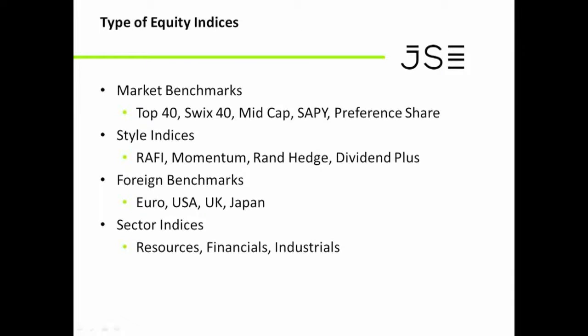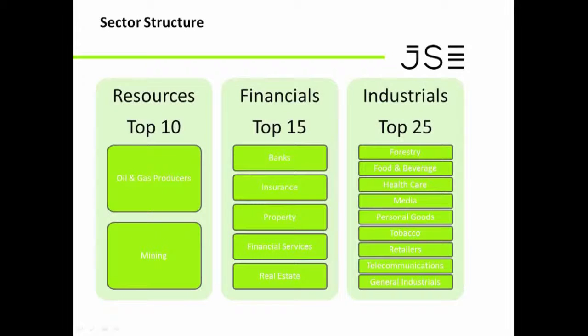All right, I'm going to talk very briefly about our equity indices. At a high level, we've got a few different types. We've got market benchmark indices, so the Top 40 you would have heard of, the Mid-Cap maybe, our property index, our pref share. Those measure, I suppose, asset classes. We then have some style indices that you'll see in the documentation, so a RAFI index, a Dividend Plus index, a Rand Hedge, and so on. There's some foreign benchmarks, so you could get an index that covers European stocks or Japanese stocks. And finally, today I'm going to speak about the sector indices, which look very specifically at resources, industrials, and financials.